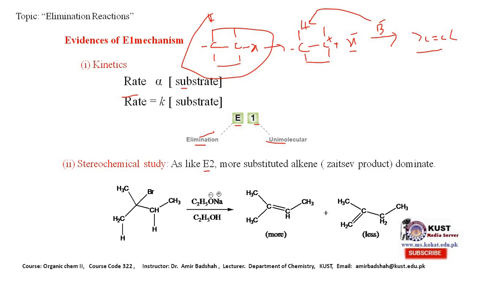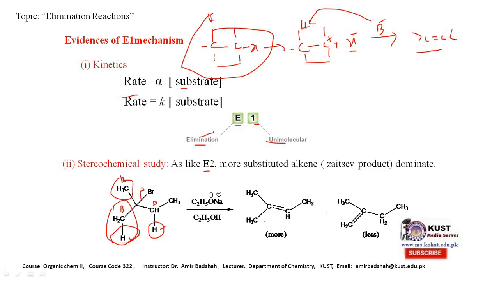For example, here when this group leaves, there are two types of hydrogen available. This is also a beta position, this is also a beta position, and this one is also a beta position, but these two positions are the same, so we consider only one, this one, and this position is different because here is the ethyl group and here is the methyl group. So there are two types of hydrogen, one hydrogen is that, one hydrogen is that. So the base will abstract this hydrogen or this hydrogen. According to the experimental studies, the base will abstract this hydrogen.